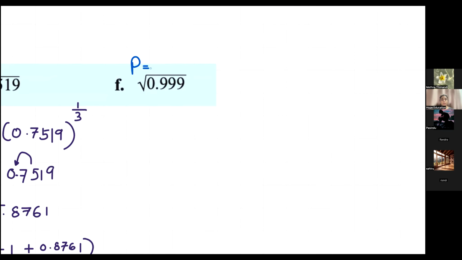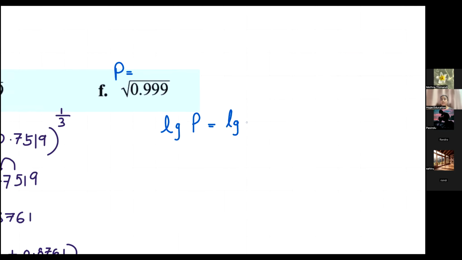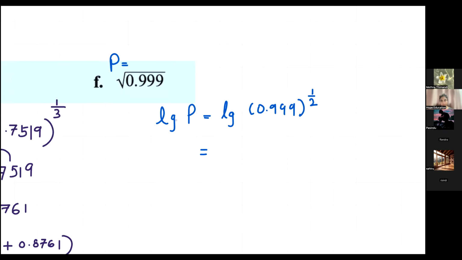So log P equals log of the square root of 0.999. This is a square root, right? Square root I can also write as 0.999 to the power half, right? Then we know that this half I can bring to the front as multiplication. So half multiplied by log 0.999.